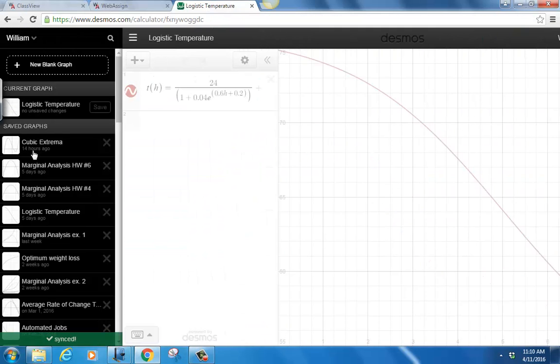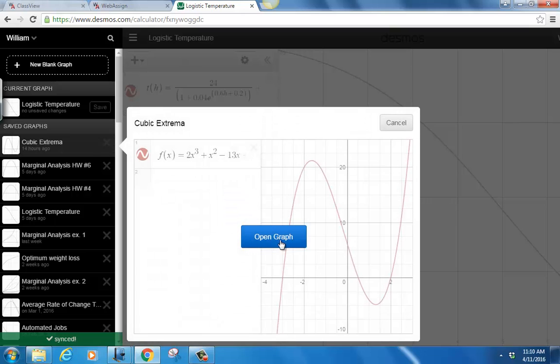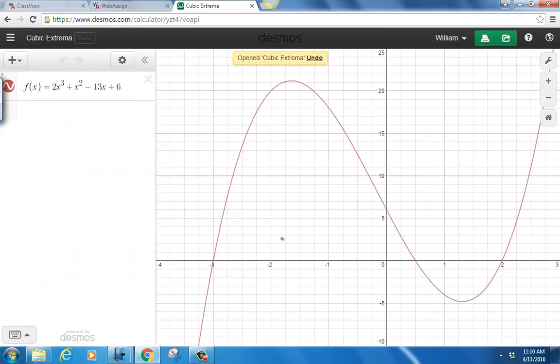And we'll be able to see the x-intercepts. So here's the graph of that formula. I already made it beforehand. There's the 2x cubed plus x squared minus 13x plus 6. And so where does that graph cross the x-axis? Are those values easy to see?